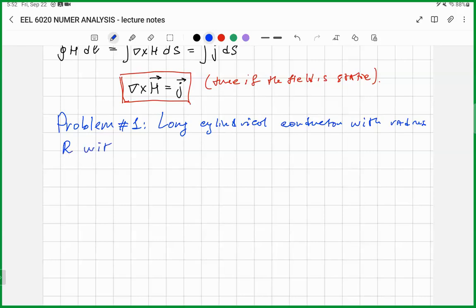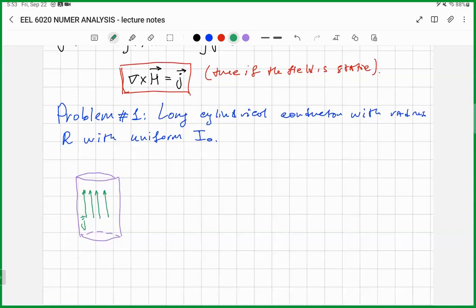with a uniform, or uniformly distributed, current I zero. Okay, so this is the current in the cylinder. So let's draw the picture. So this is our cylinder, like this. This cylinder supports an electric current. This is the current density J. It's uniformly distributed, so it's the same in the center and the surface.